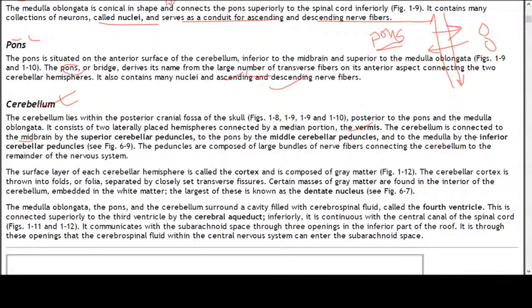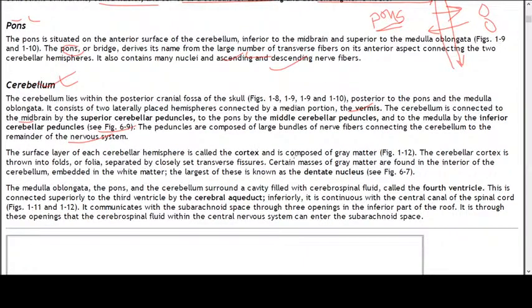The cerebellum is connected to the midbrain by the superior cerebellar peduncles, to the pons by the middle cerebellar peduncles, and to the medulla oblongata by the inferior cerebellar peduncles. The peduncles are composed of large bundles of nerve fibers connecting the cerebellum to the remainder of the nervous system.